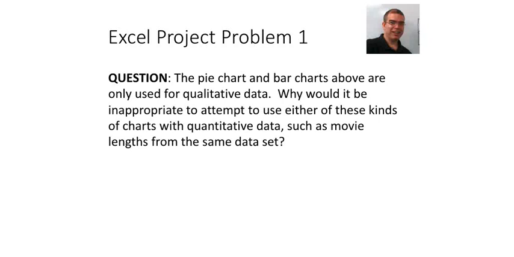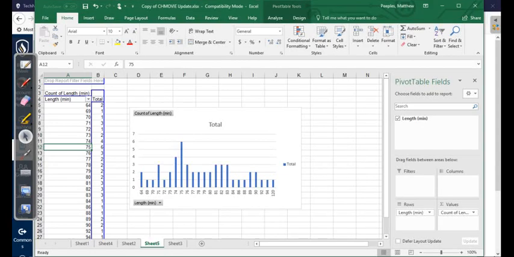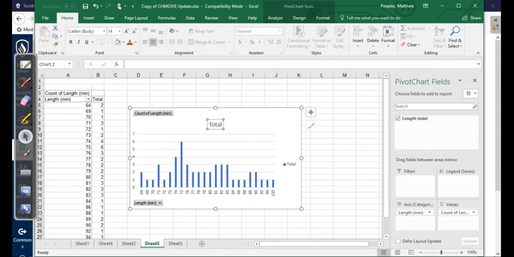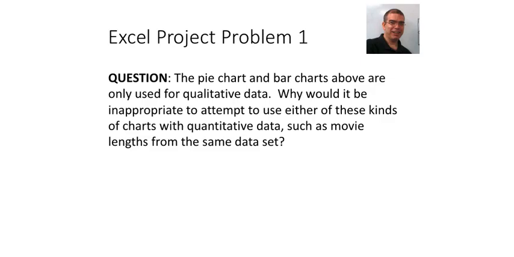Well, continuing on from my last piece of the lecture, you'll notice that I said we answered the question: pie charts and bar charts are only used for qualitative data. Why would it be inappropriate to use them with quantitative data, such as movie lengths? Well, I showed you why. Look at this, movie lengths. I got the count of movie lengths, and that's useless. That tells me nothing. So we need to do something else.